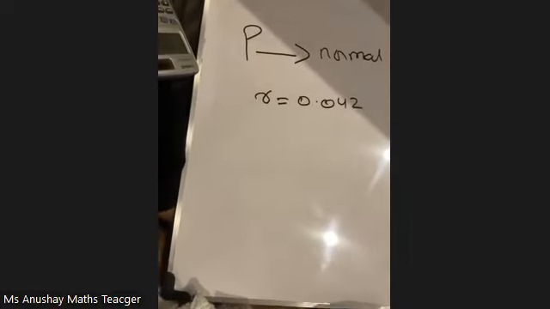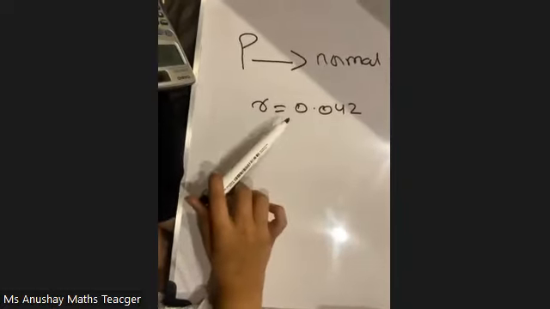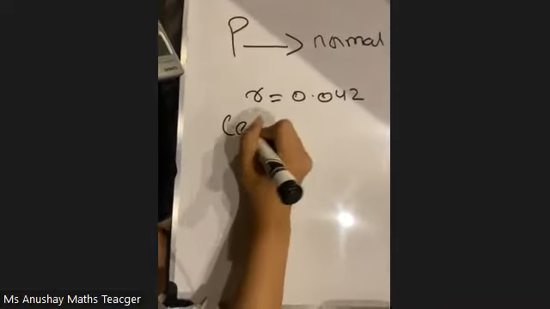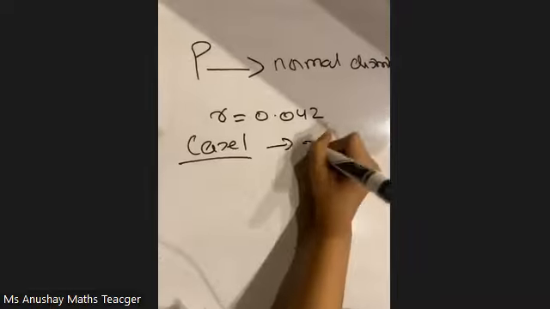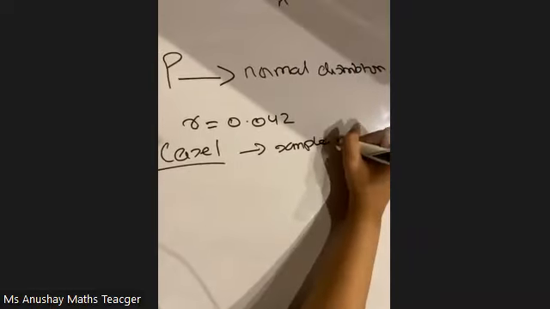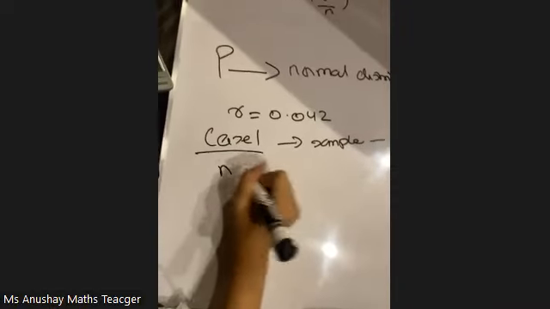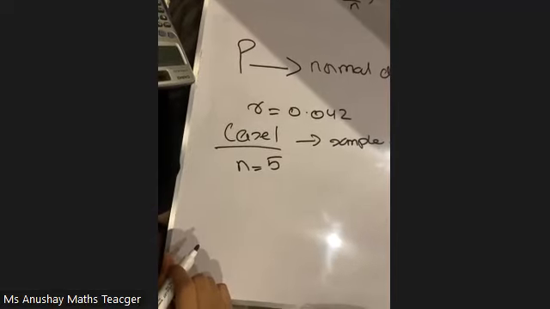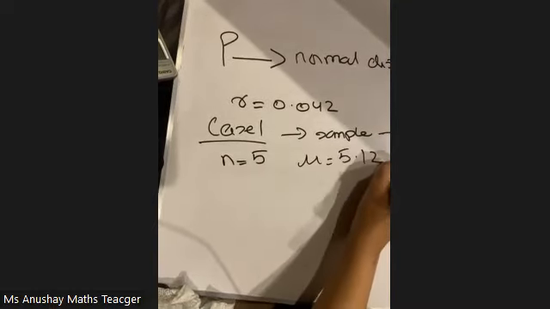So they've given us the standard deviation. So we know that the population is normally distributed, and we also have the standard deviation. Both of the rules are being applied. This means this is a clear-cut case 1. This means the sample will also be normally distributed. So now they're saying a random sample of 5 capsules. 5 capsules means n is 5. It was analyzed and the mean mass of vitamin E was found to be 5.12, which means mu is 5.12.